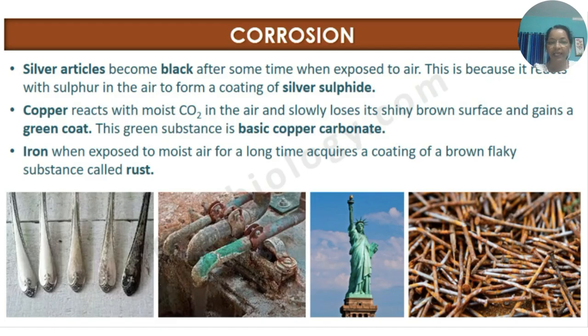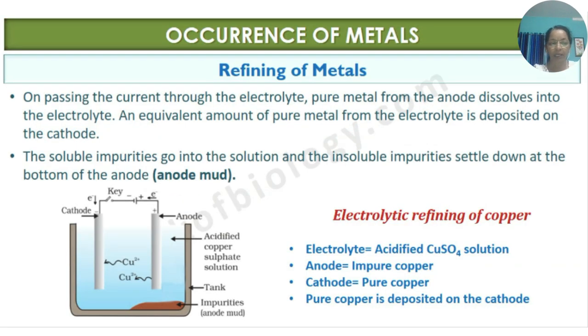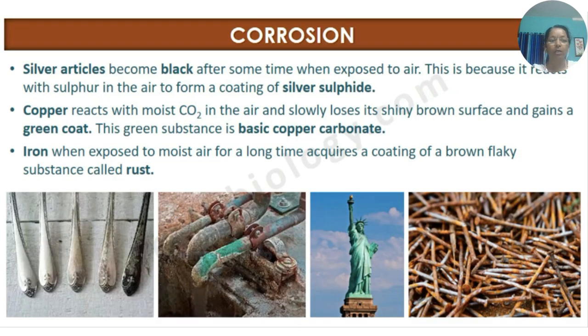Now, once we get the pure metal like this, either by electrolysis or by extraction at the top of the reactive series, there is a chance for corrosion. Corrosion means losing the metal. They react with the surrounding gases and form oxides or sulfides. See here, silver articles turn black after being coated with silver sulfide. Iron gets rusted.